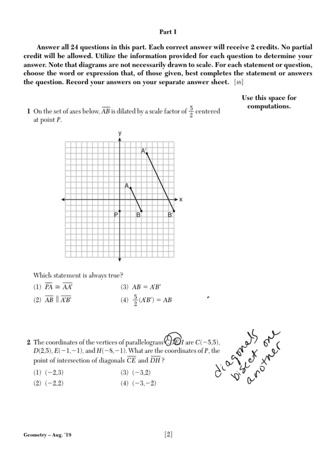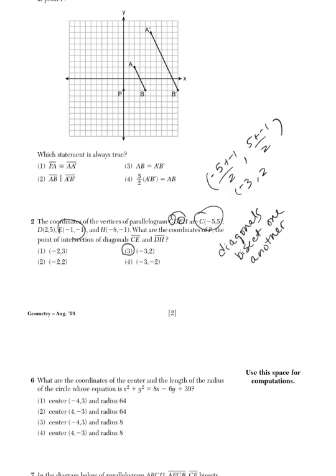I have -5 plus -1 divided by 2. So that's -3. And then I have, again, I'm using C and E. I have 5 plus -1 divided by 2. So it's choice 3. Okay, the next question on this topic is number 7.